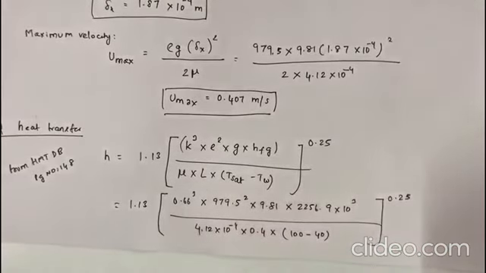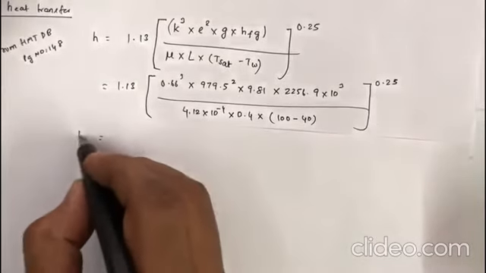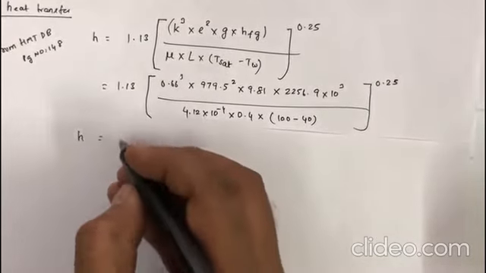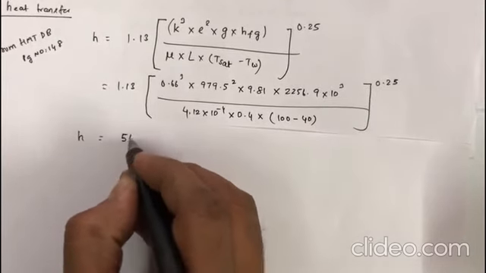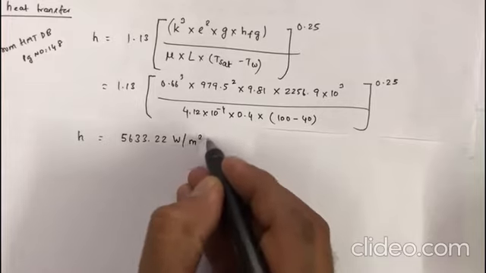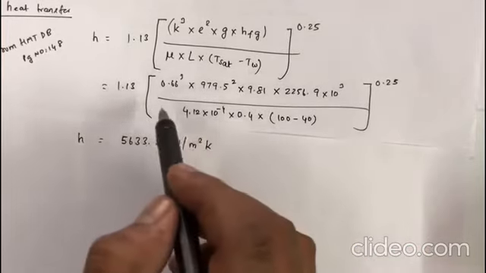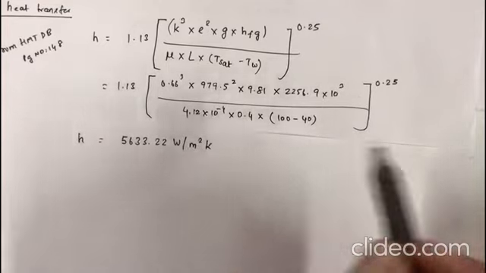Now we have found out the value of h, which is 5633.22 watt per meter square Kelvin. Please do the calculations in the calculator very carefully.